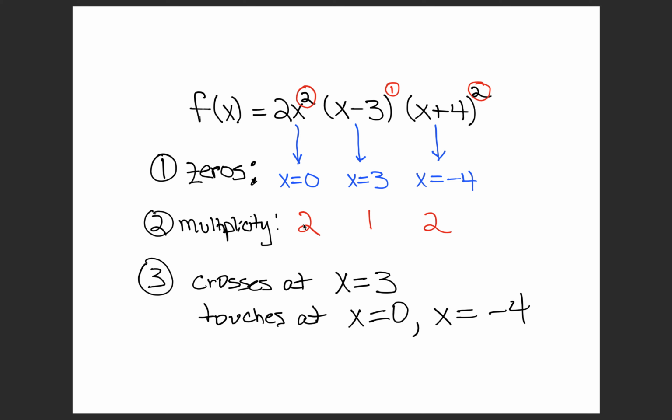And again, wherever we have even multiplicities, this is where the graph is going to touch the x-axis. So you will have touching the x-axis at x equals 0 and x equals negative 4. And since x equals 3 has an odd multiplicity, it is at x equals 3 that the graph of f of x is going to cross the x-axis.